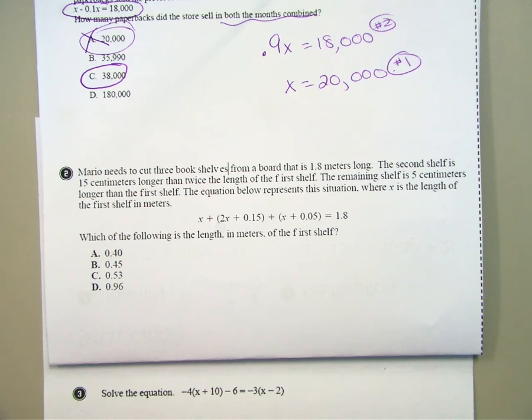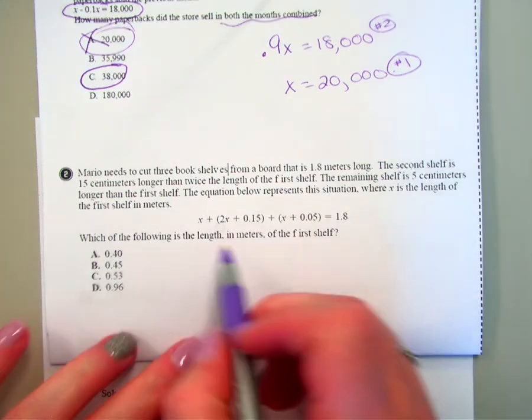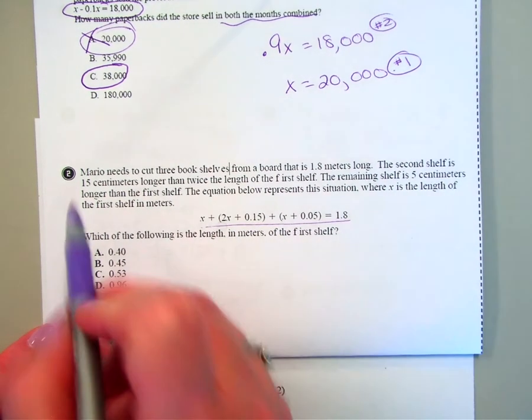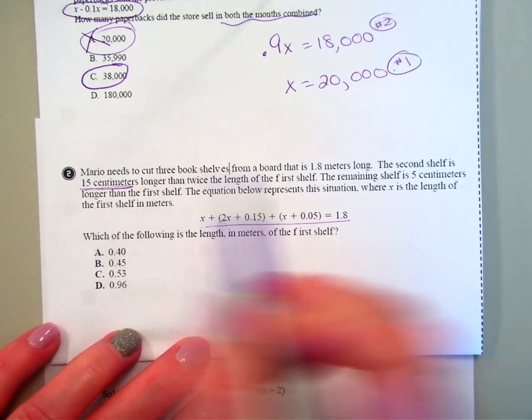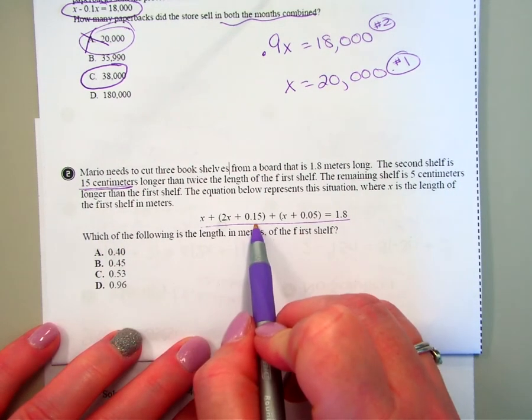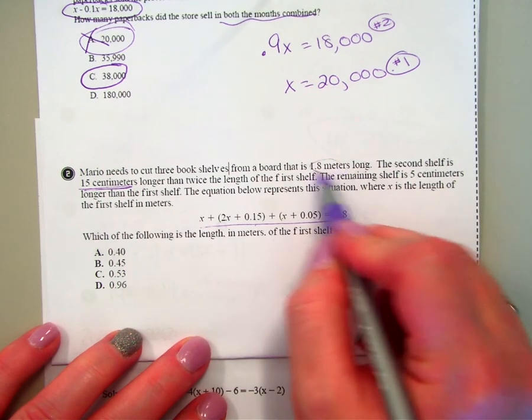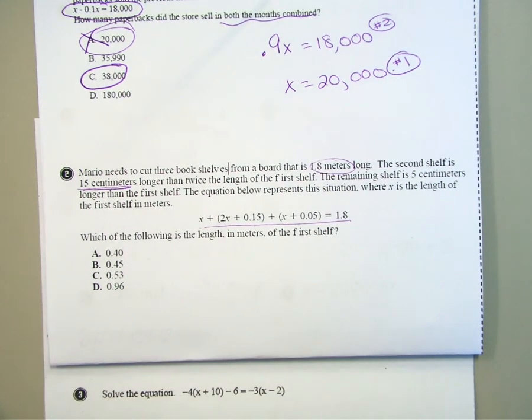So Mario needs to cut 3 bookshelves from a board that is 1.8 meters long. The second shelf is 15 centimeters longer than twice the length of the first shelf. The remaining shelf is 5 centimeters longer than the first shelf. The equation below represents this situation where X is the length of the first shelf in meters. So again, they gave us the equation. If you notice, they converted for us: 15 centimeters would be 0.15 meters because this answer here was in meters. They had different units in here, so they had to take that into account, and they did.